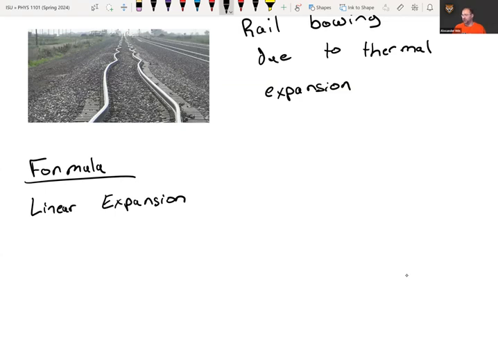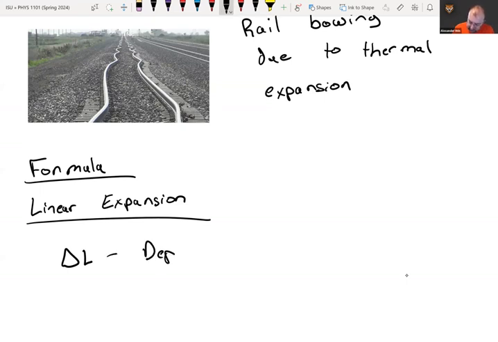But for something like a railroad rail, we don't really care how much wider the rail gets. That doesn't affect much. It's also quite small. We don't really care how much taller the rail gets. It's really how much longer the rail gets that matters. And so that is this linear expansion formula. We define the change in length. Now, this is going to depend on three things.